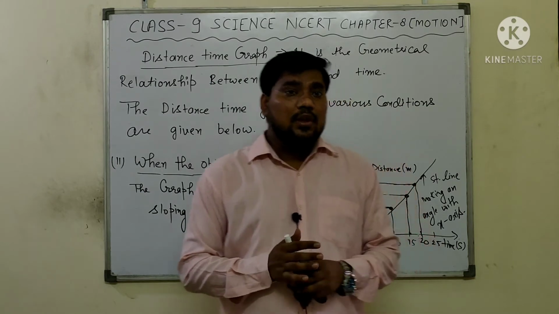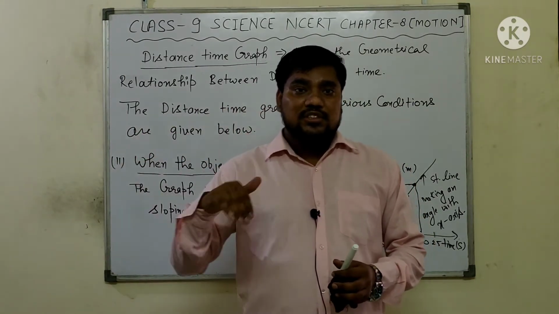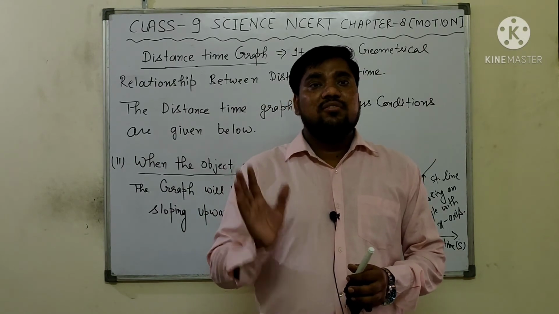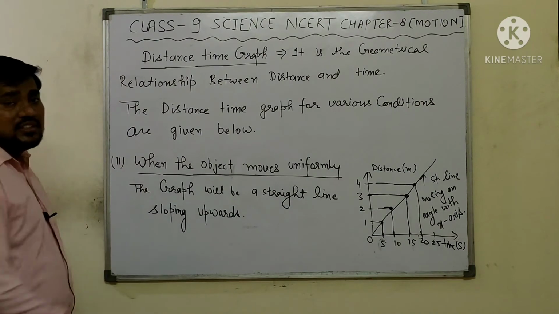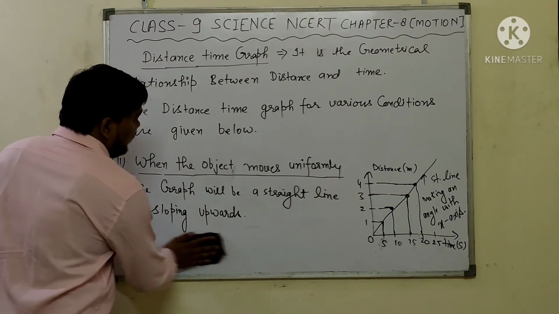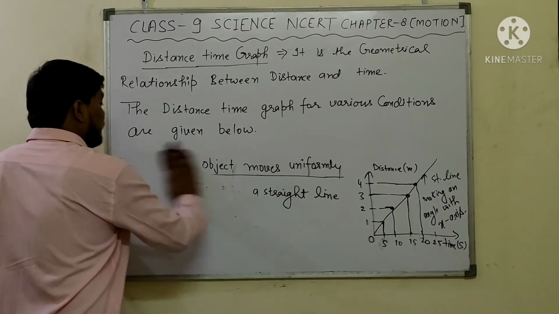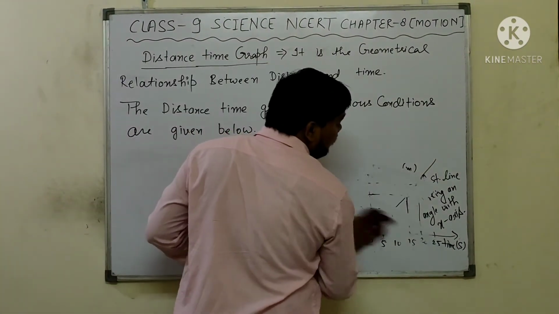Okay, and please watch the complete video so that all the concepts of this distance-time graph will be clear to you. I hope you have taken the screenshot. So should I erase this one and move to the next topic? Just wait. So the next topic is when the object is moving non-uniformly.